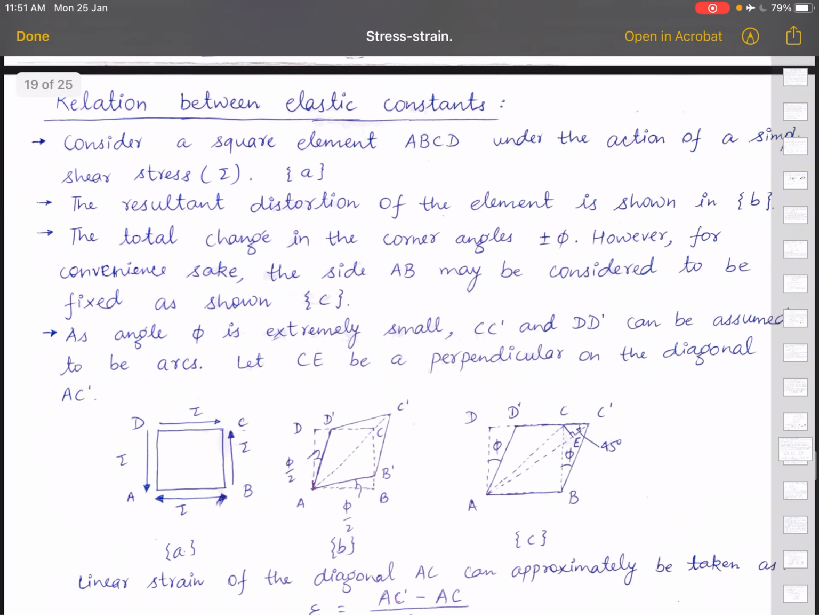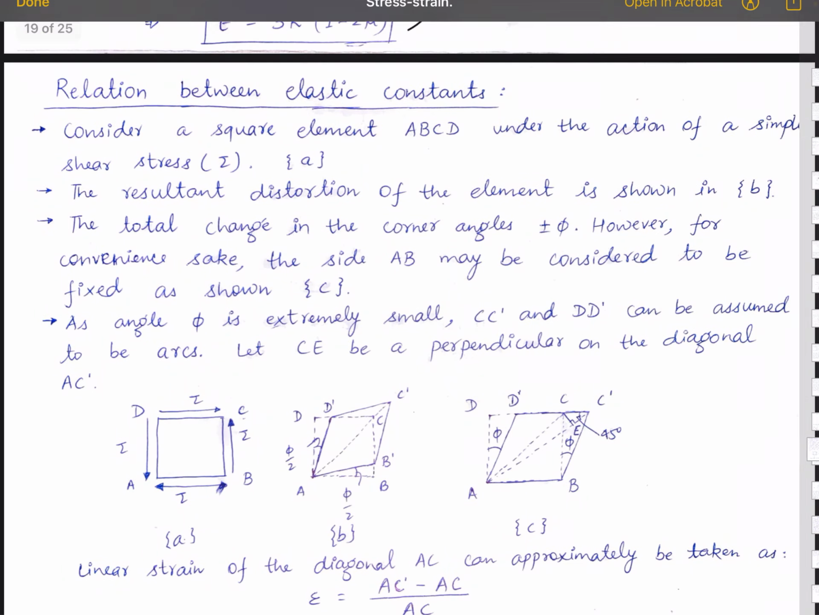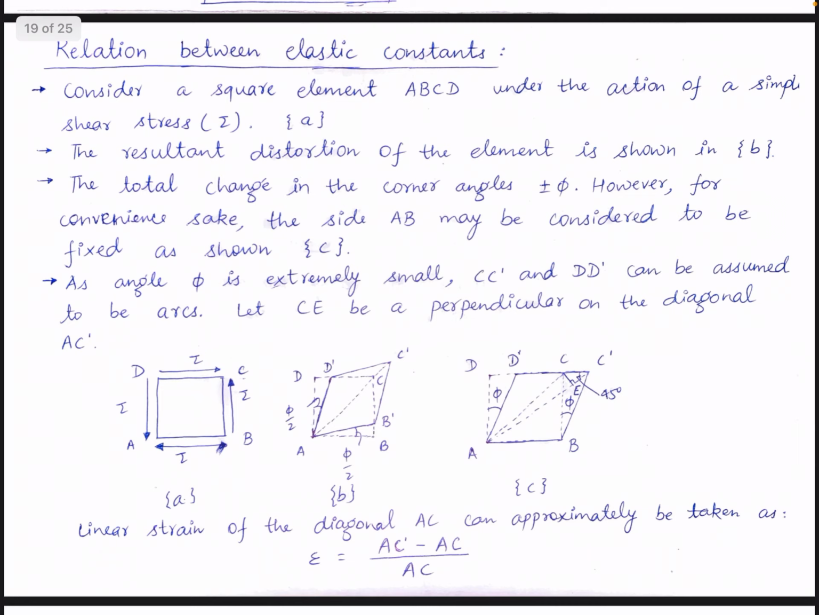Now let us check various other constants, how we are going to relate E and G. For that, consider a square element ABCD under the action of simple shear stress. In diagram A, you can see only shear stress is acting. So the resultant distortion of the element is shown. So this is how this body is going to distort.